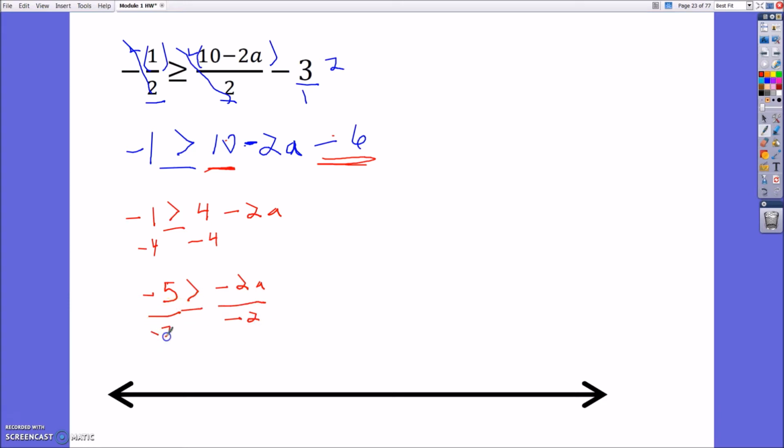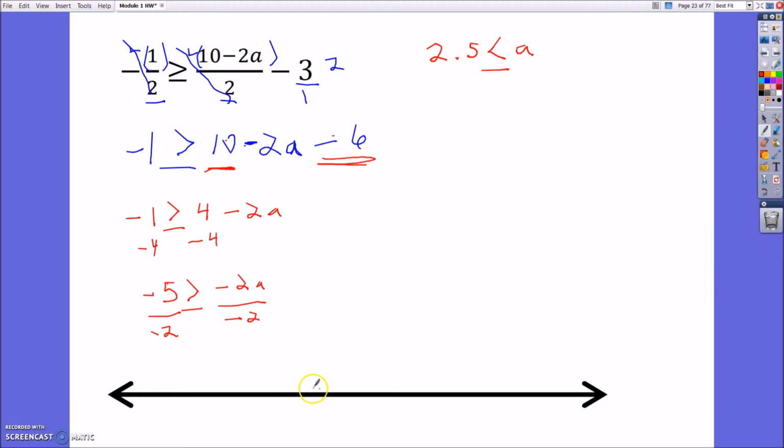Now, similar to what we did before, when I divide both sides by a negative, that's actually going to flip my sign. So negative 5 divided by negative 2 is positive 2.5. And the inequality sign is going to flip. I'm going to be left with just a. So a is greater than or equal to 2.5.